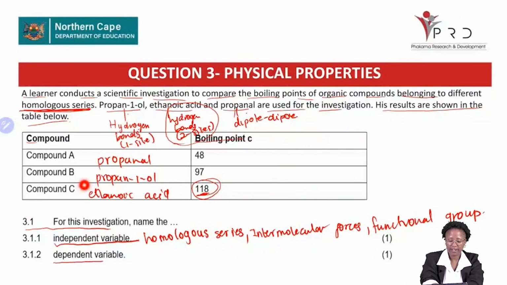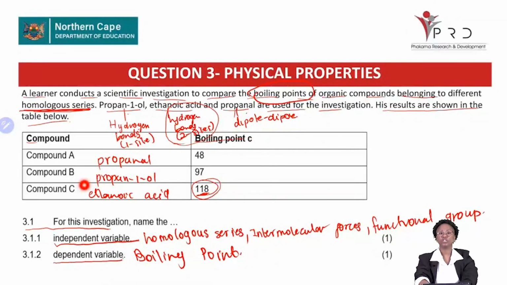The dependent variable is what you are investigating. What are we investigating? The boiling point. So the boiling point will be our dependent variable, because the boiling point depends on the homologous series. A homologous series belongs to certain intermolecular forces. The stronger the intermolecular force, the higher the boiling point. Hence, it becomes the dependent variable.